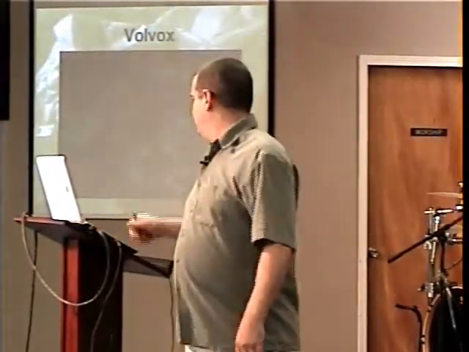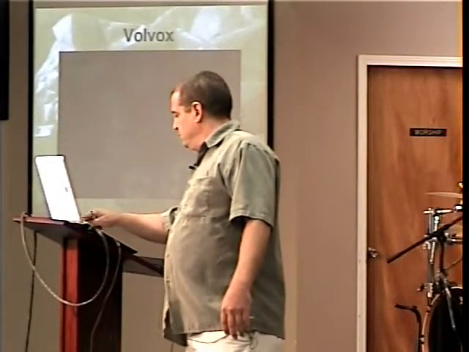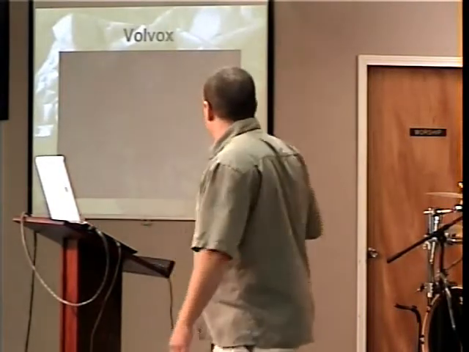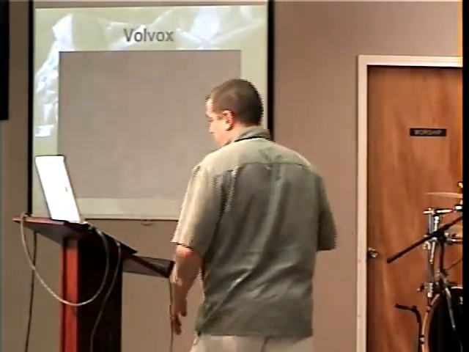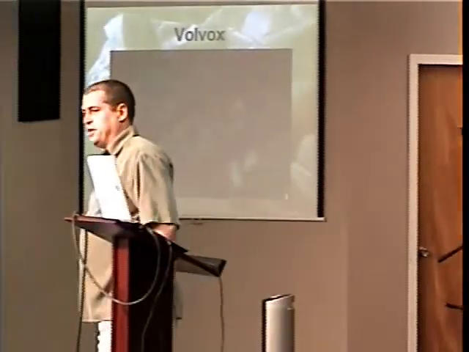This sequence shows the Volvox colonies actively swimming. Forgive me for that. Note to self, turn off mic before you actually need it. Oh, that's good. A beautiful world that's out there at the microscopic level.